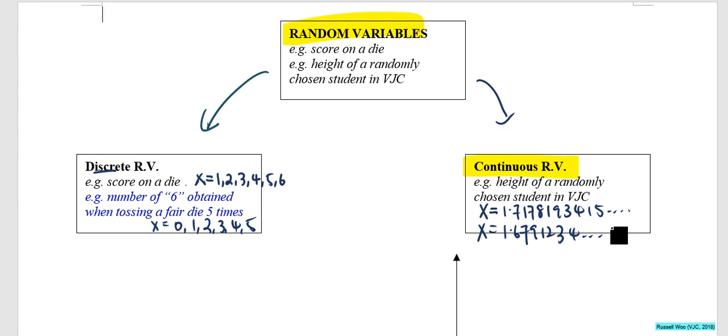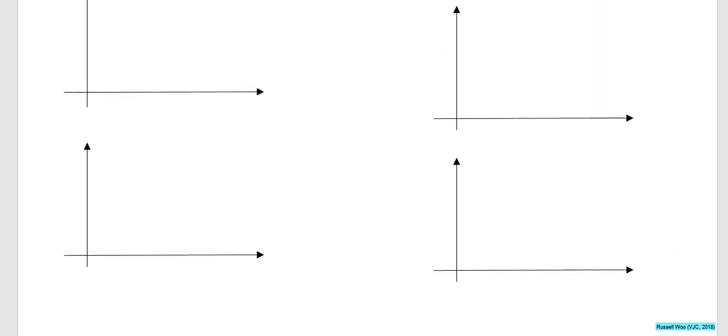How do we present the probability distribution of a discrete random variable? Now we talk about discrete again. This is a very simple example: the score on a die. Let's say X is the score on a die.